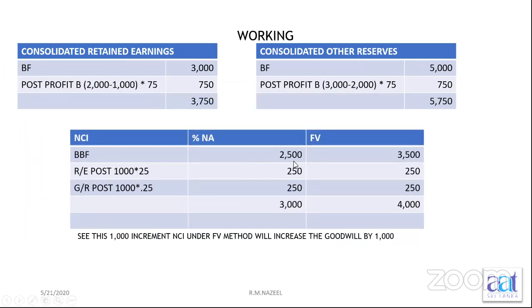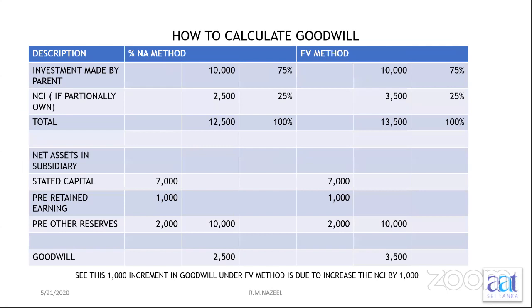Net asset based NCI is 2,500. Fair value based NCI is 3,500. We allocated the same basis of post profit. So the NCI was 3,000 under the percentage net asset method. Under the fair value method, it is 4,000. So the increase in NCI has resulted in an increase in goodwill in this line.